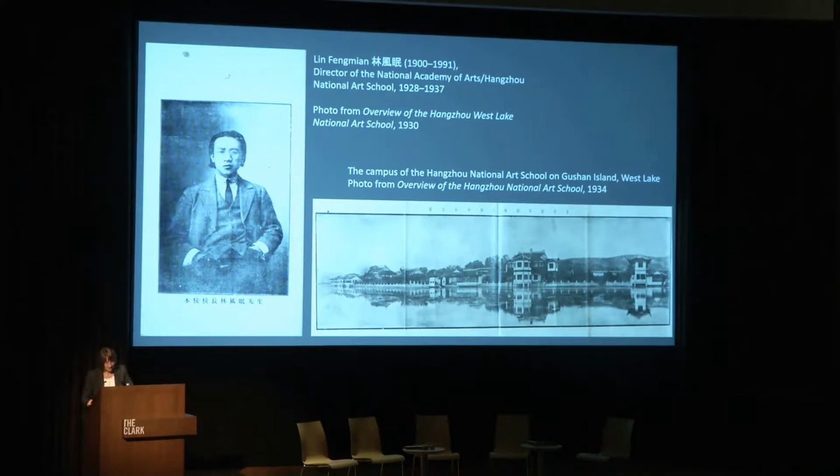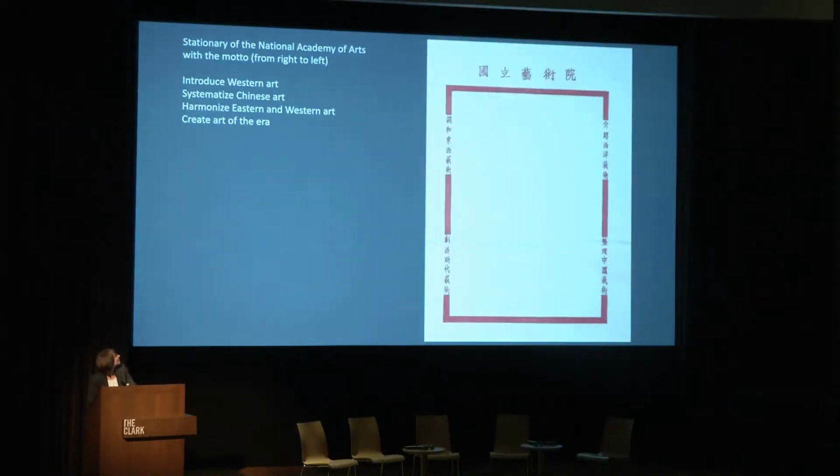Accordingly, the programmatic statements in their publications were invariably accompanied by devastating assessments of the state of the Chinese art world. And this critique also extended to the history of Chinese painting during recent centuries, which was regarded as ultimately leading to the contemporary predicament. So therefore, although the Academy's motto was, so this is their letterhead, introduce Western art, systematize Chinese art, harmonize Eastern and Western art, and create art of the era, the future of traditional Chinese art practices in the art of the era seemed not very promising.